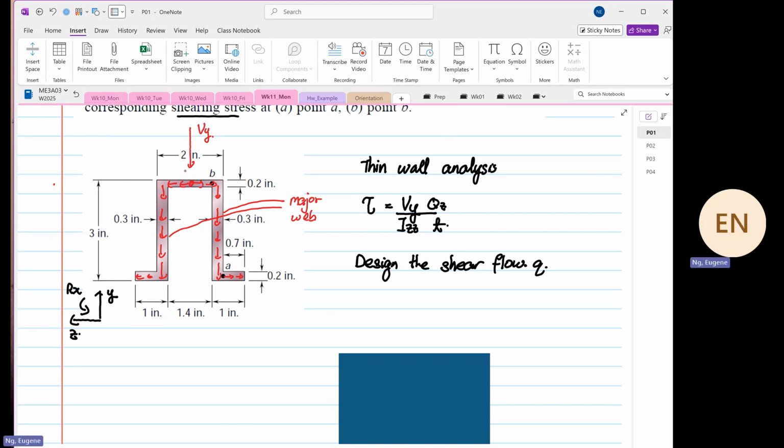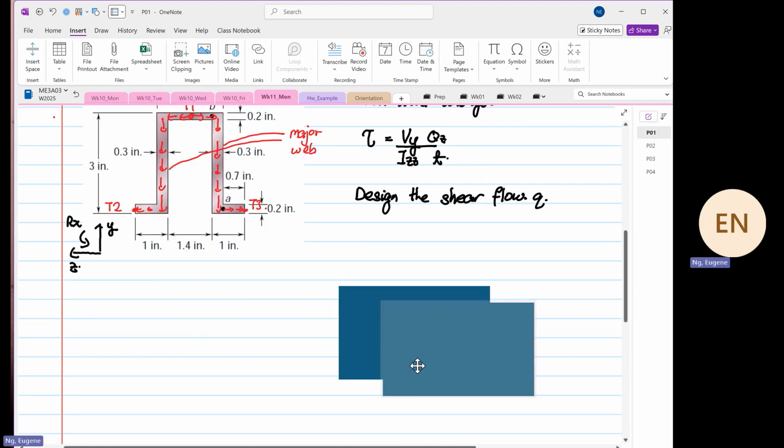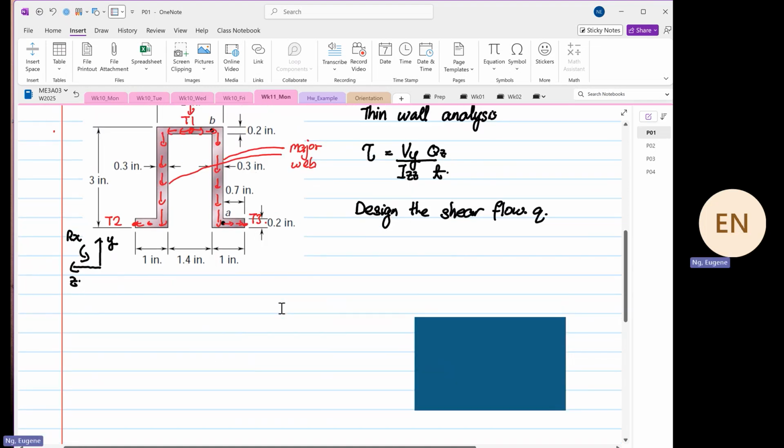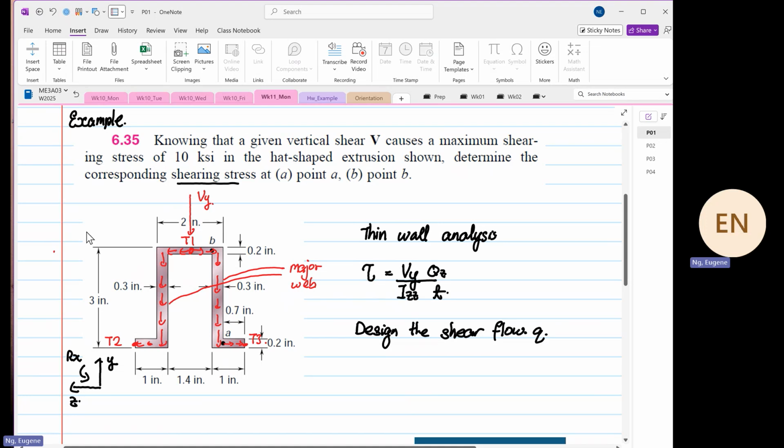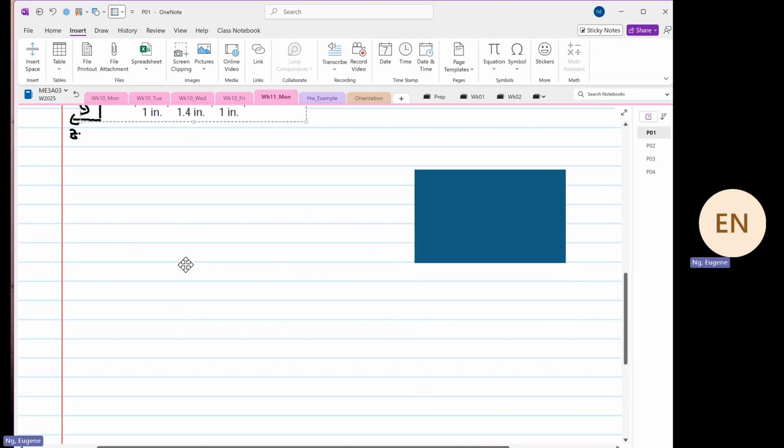So over here, this is your terminal 1. Over here, this is your terminal 2. And over here, this is your terminal 3. Okay. So the first thing we do is sketch our shear flow. Nothing complicated yet. So there are two things that we can consider for the analysis. So I'm going to take this diagram.